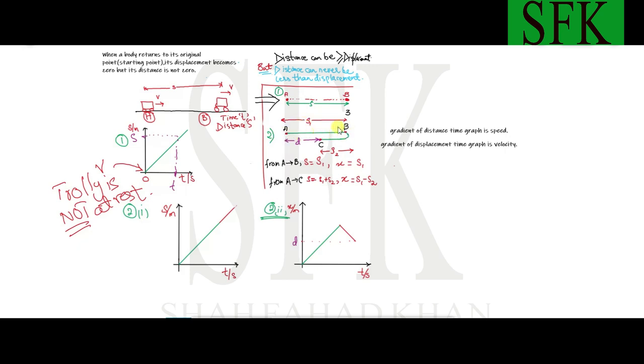Now let's look at the second diagram. From A to B, it covers a distance s1. Then from B, it returns to point C and covers a distance s2. So the journey is in 2 parts, from A to B and then B to C. From A to B, the distance is s1 and the displacement is also s1, because the shortest possible distance between A and B is s1. In this case, there is no other path that the particle followed. It followed the green path from A to B.